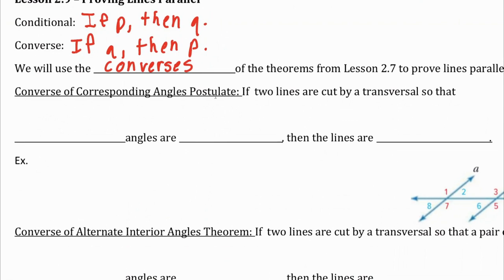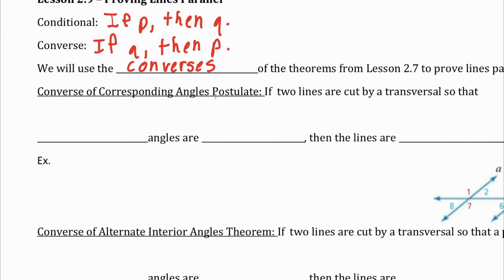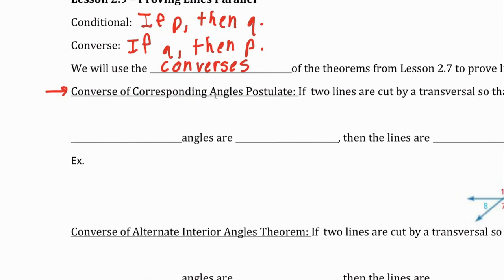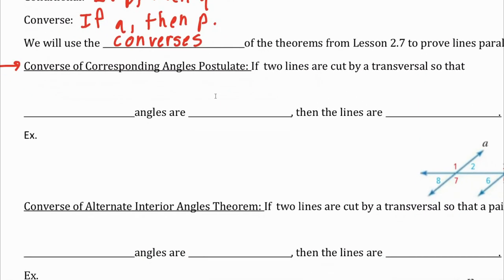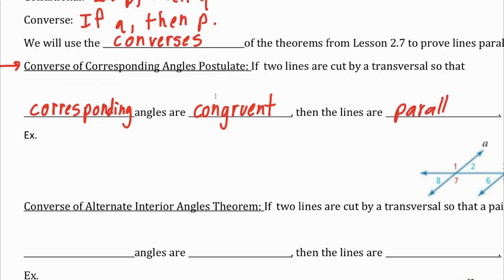The first one we're going to talk about is the converse of the corresponding angles postulate. So again, that's our first converse. The corresponding angles postulate says if we have parallel lines, then corresponding angles are congruent. Whereas this one says if two lines are cut by a transversal so that corresponding angles are congruent, then the lines are parallel. So we're going kind of the other direction.